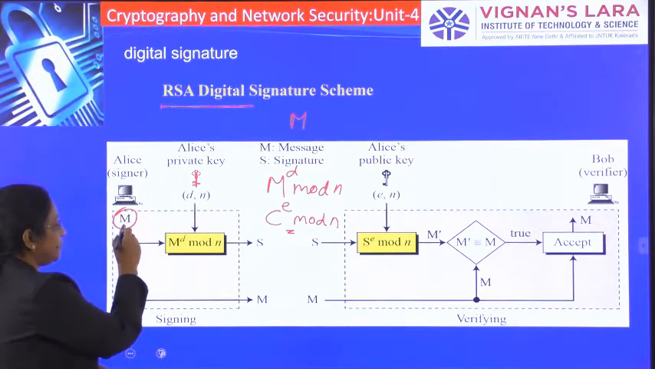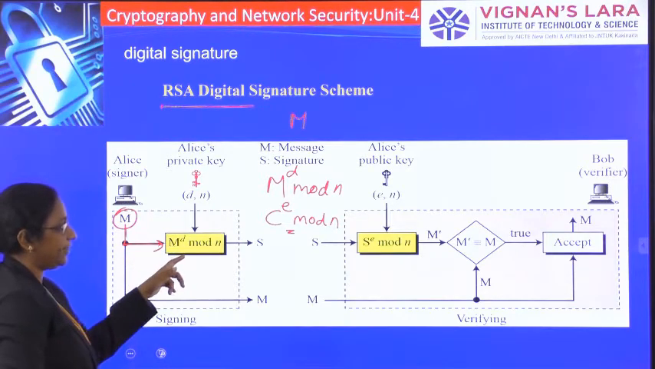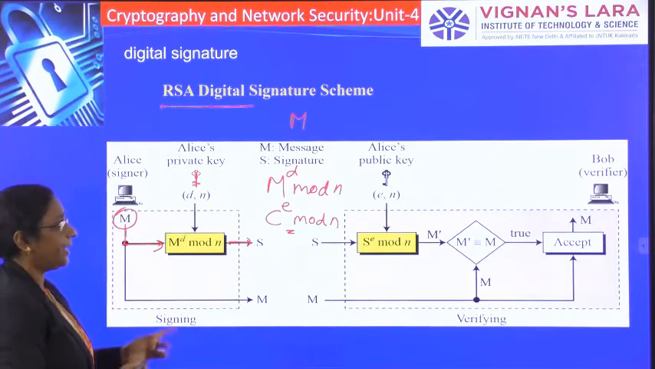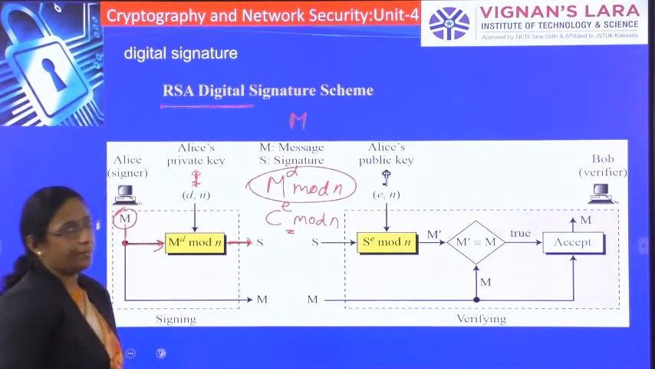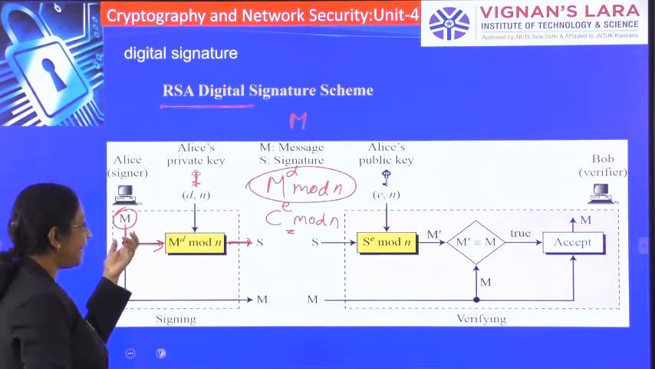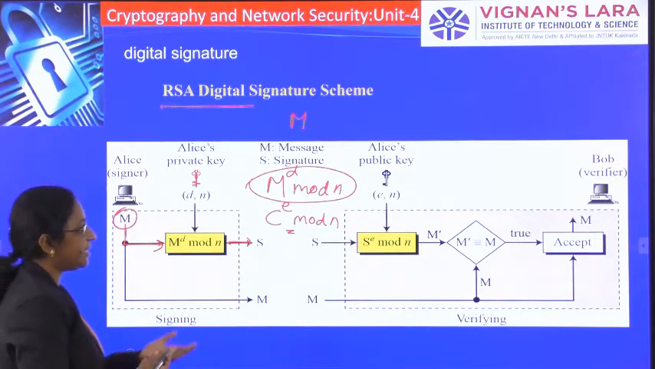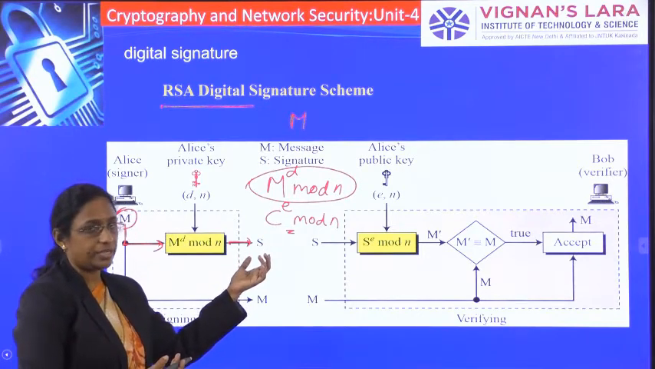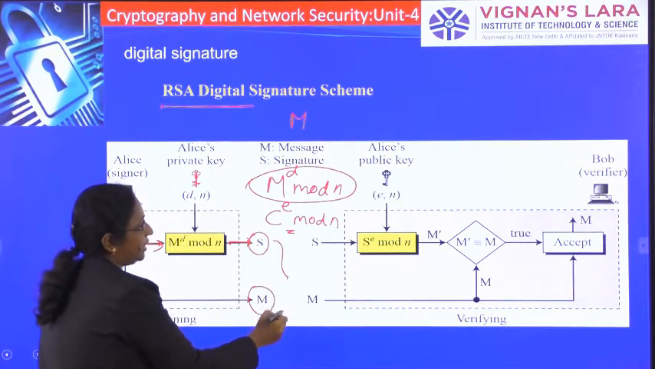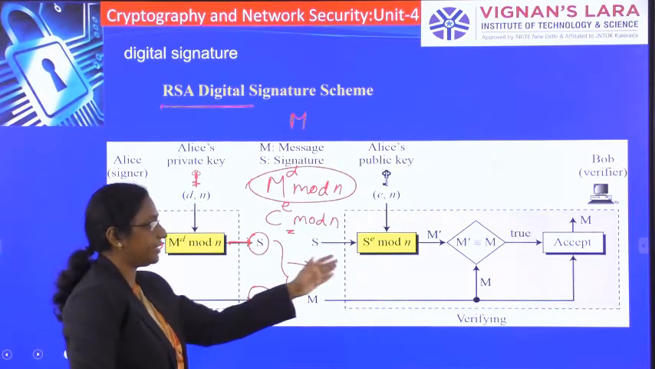So for that, Alice will be encrypting the message, and that encrypted message will be the signature. Using this encryption method, Alice encrypts the message, and whatever ciphertext you get is considered the signature. Then Alice will be sending the message and the signature to Bob.